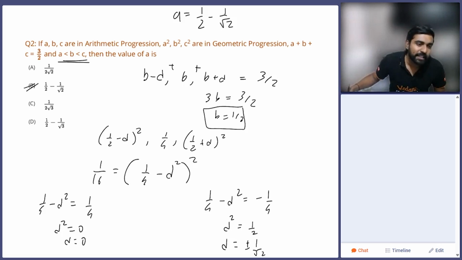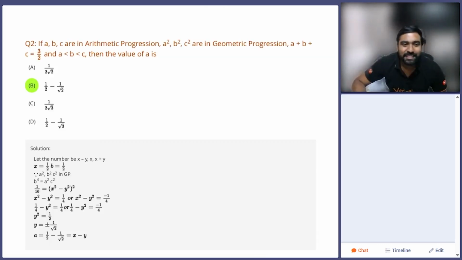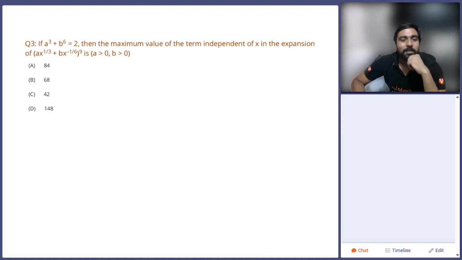So 1 by 2 minus 1 by root 2. Option B will be the answer for this question. Okay, everyone? Very simple. 1 by 2 minus 1 by root 2 is the answer for this question. Okay. Hope the idea is clear. Let's move on.